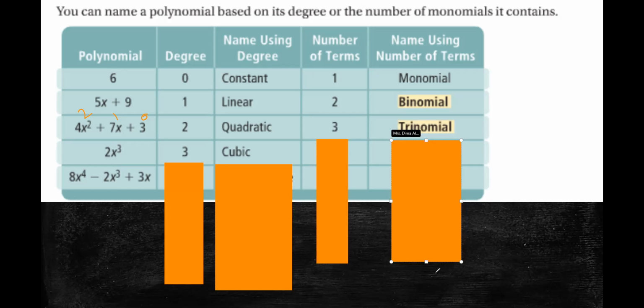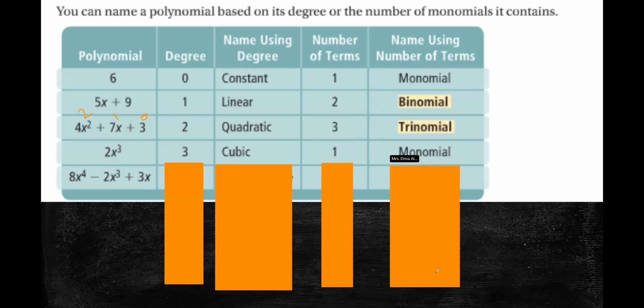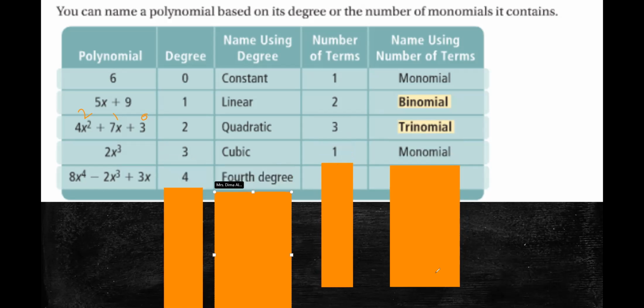And look at the last ones. We said we have one cubic; the highest degree is 3, so it is a cubic. How many terms do we have now? 1. So what do we name it? A monomial also. Look at the last one now. What is the highest degree? 4. Since it is 4, I will say it has 4th degree. So only the first ones are constant, linear, quadratic, and cubic. More than 3, we will say 4th degree, 5th degree, 6th degree, and so on.